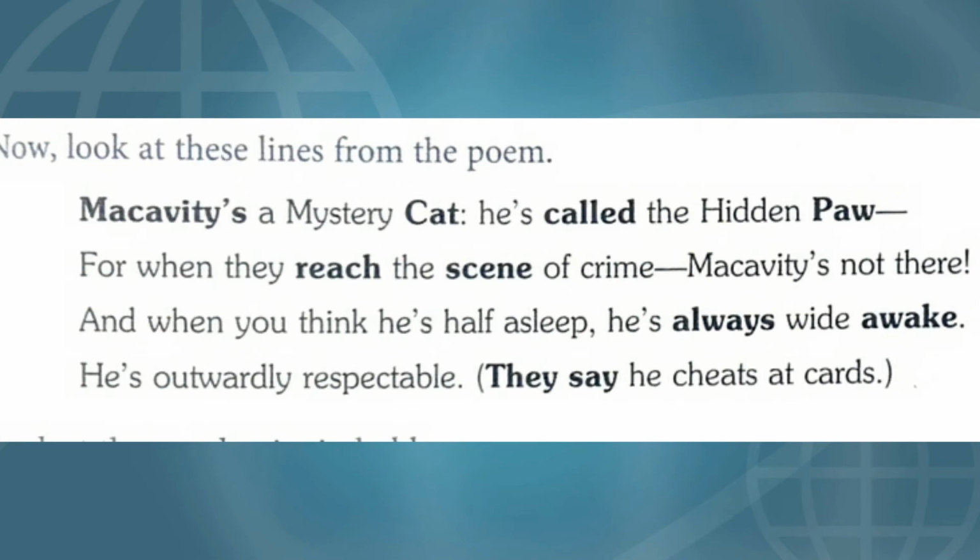For when they reach the scene of crime, Macavity is not there. And when you think he's half asleep, he's always wide awake. He is outwardly respectable. They say he cheats at cards.